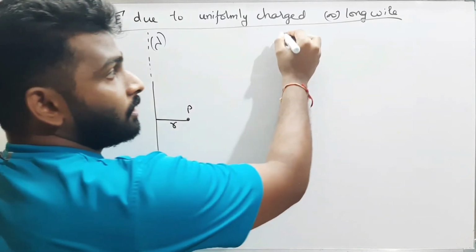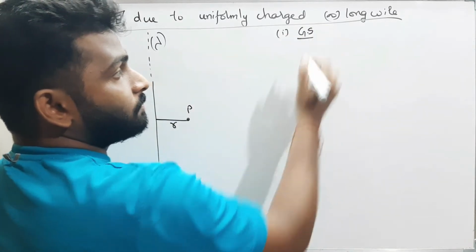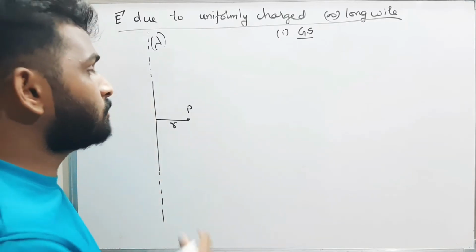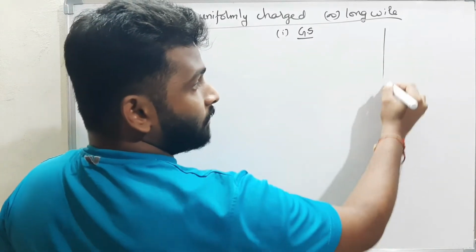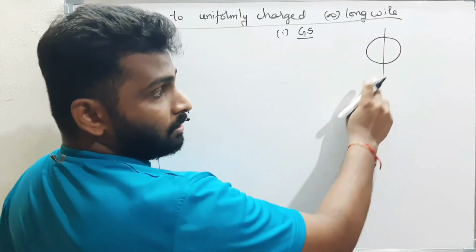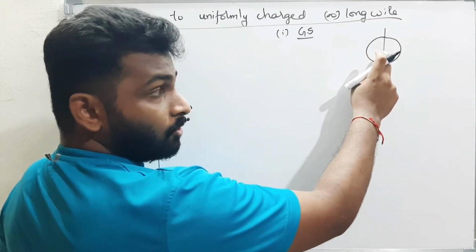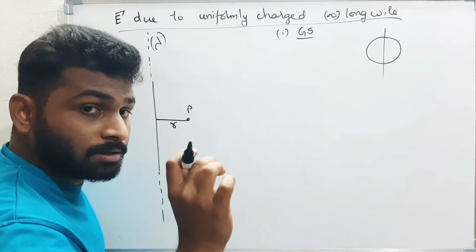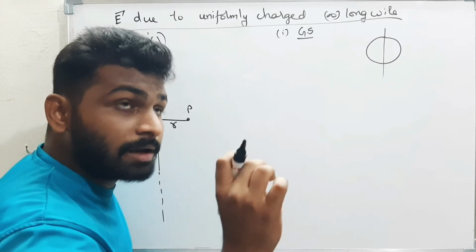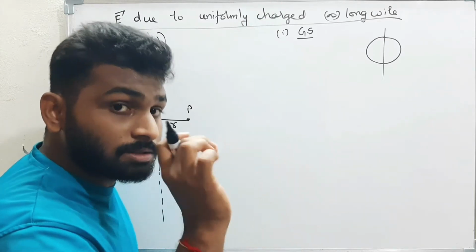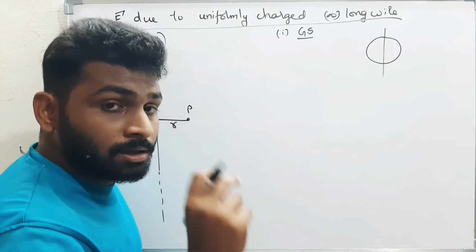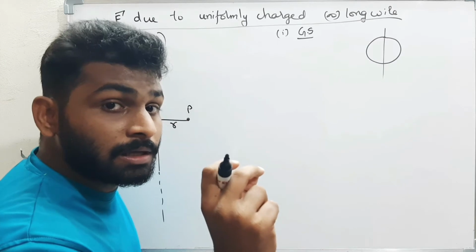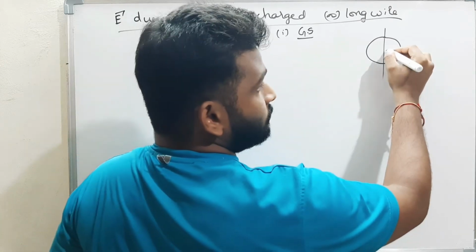Now, first of all, what will I take? First I will take the Gaussian surface. What is the best possible Gaussian surface to cover this wire? If this is a wire and if I take a spherical body, is this the best possible Gaussian surface? Always remember, the Gaussian surface must be such that the electric field at all the points on the surface must be the same. And one more point, the electric field must be either perpendicular to the surface or parallel to the surface.